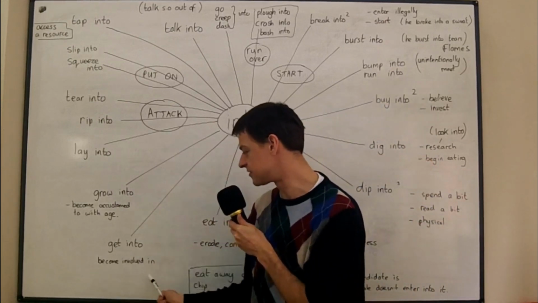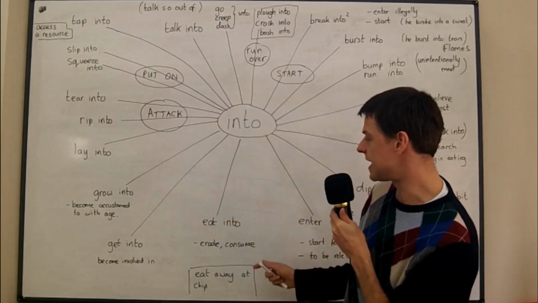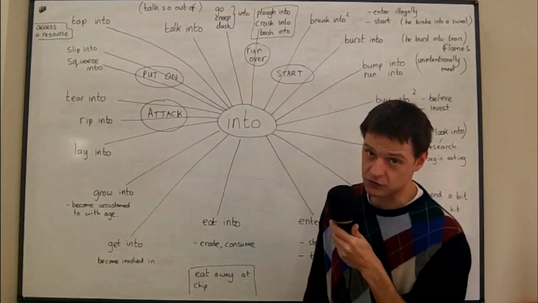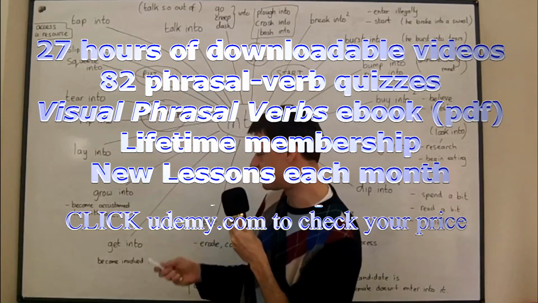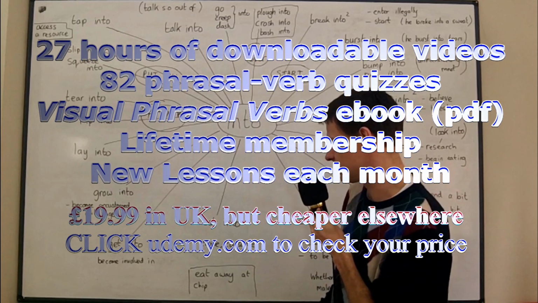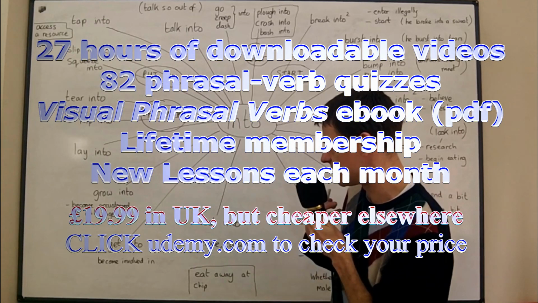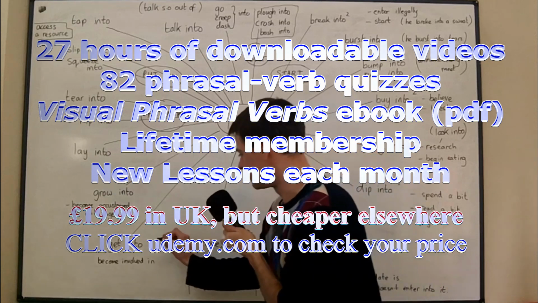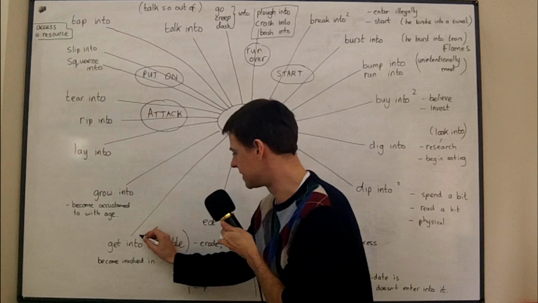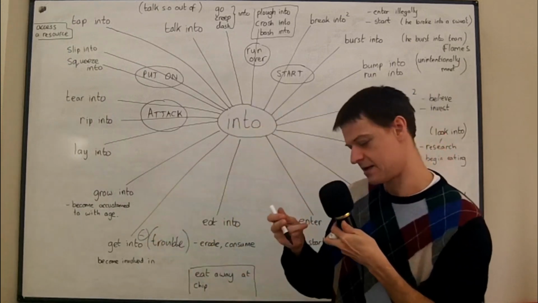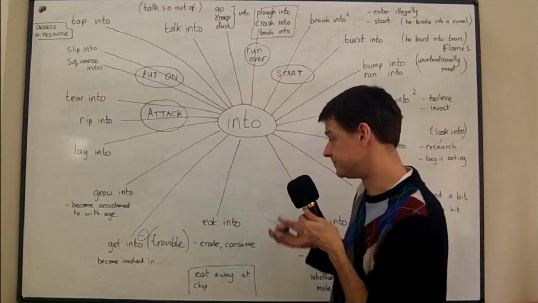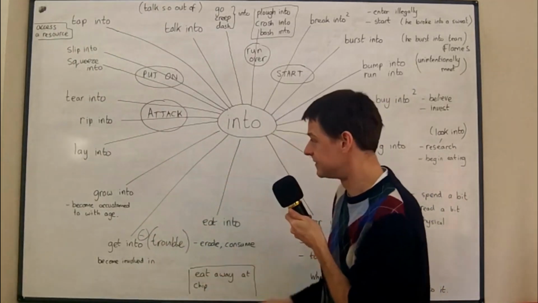Get into means become involved in, so you can get into a difficult situation, you can get into trouble. It's quite often used in a negative way like that: get into a nasty situation, get into a problem, get into some kind of trouble. Very often used with trouble. So perhaps you should remember that it's quite often in a negative sense, but it doesn't have to be. It could be just used in the physical sense. I got into a box or something like that.